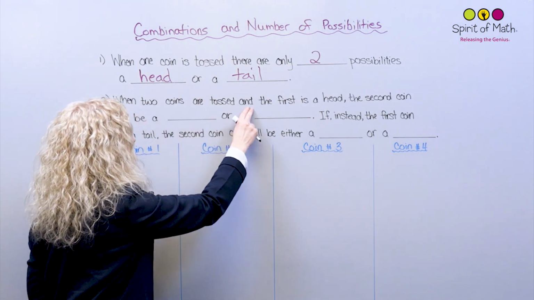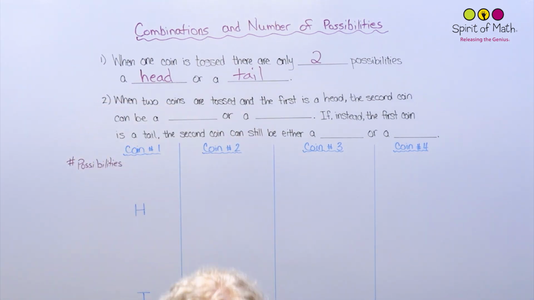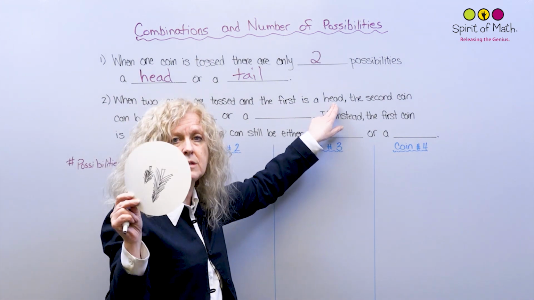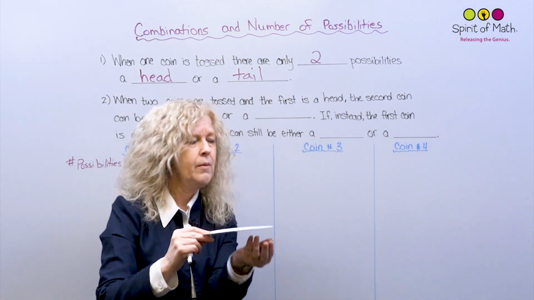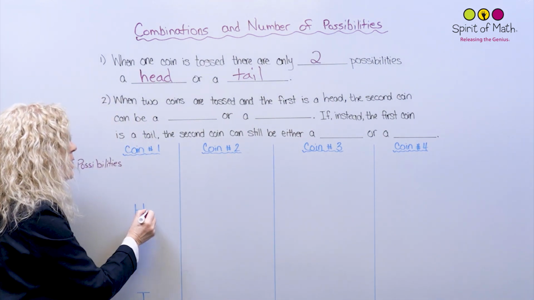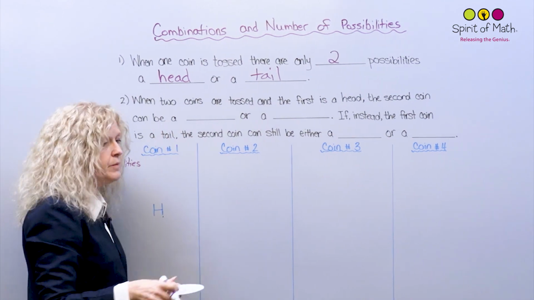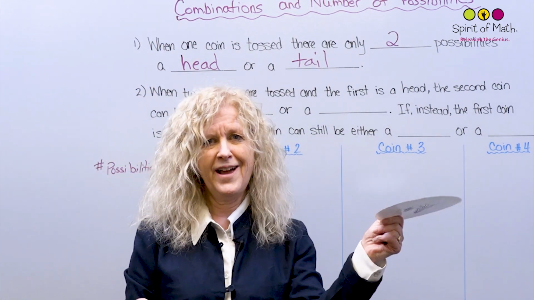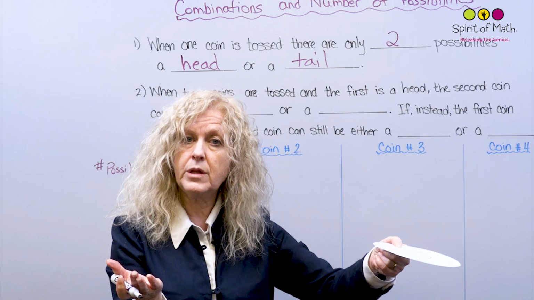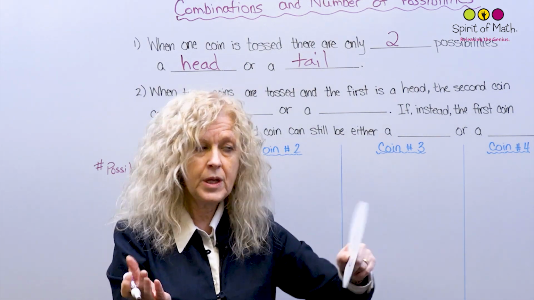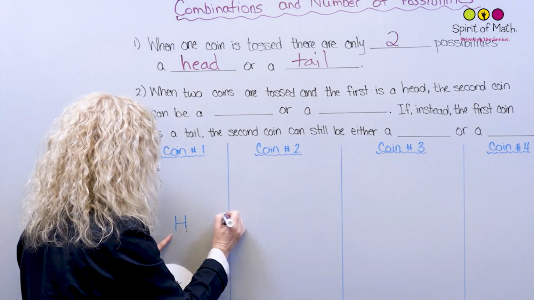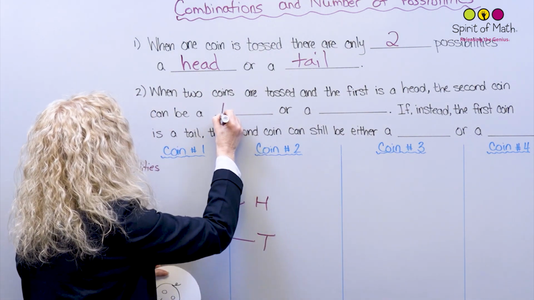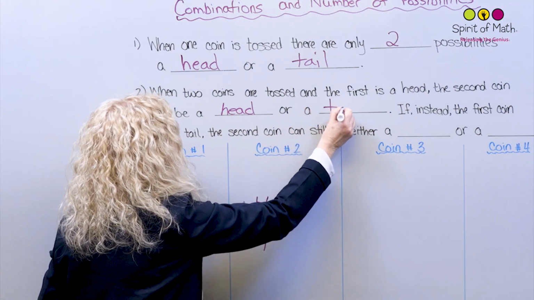Now, when two coins are tossed, so in other words, we have this coin and we have another one, okay, so this other one's over here, and the first one is a head, so let's say it lands, and that head is on the top. The second coin can either be, so let's say we've got this head right here, and you know there's a head. Now we take another coin. This one can either land with a head or a tail, okay? So the first one landed with a head. The second one can be either a head or a tail. So we can write this down, a head or a tail.